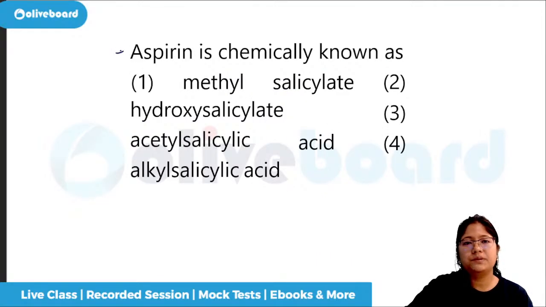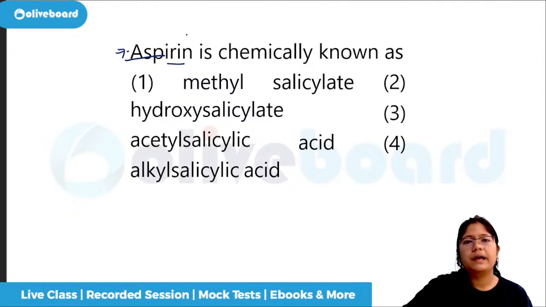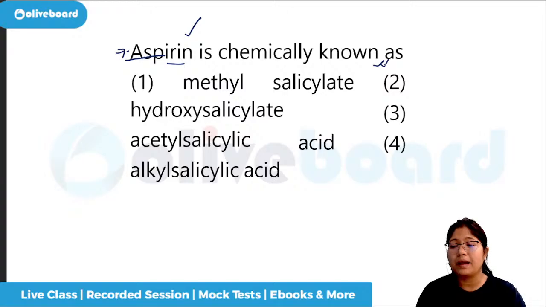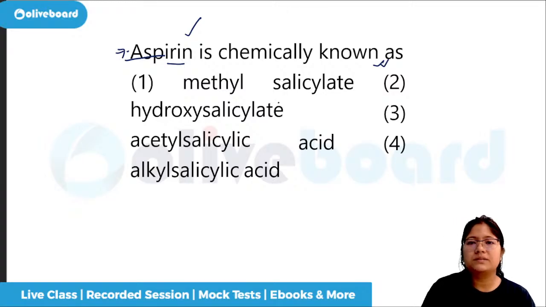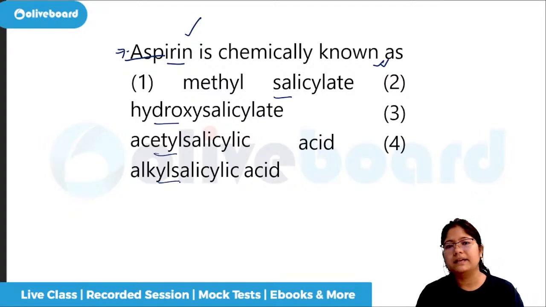Next is aspirin. Aspirin is commonly used for various medical purposes. It is almost an OTC medicine, an over-the-counter medicine that can be bought directly. Aspirin is chemically known as what? What is the chemical name? Is it known as methyl salicylate? Is it known as hydroxysalicylate, acetyl salicylic acid, or alkali salicylic acid?